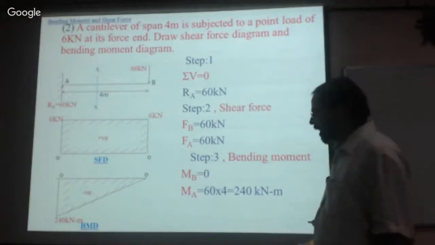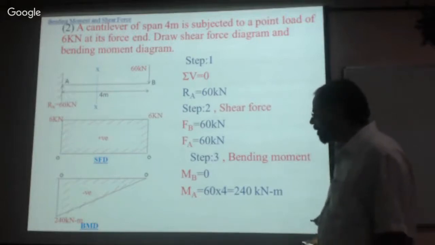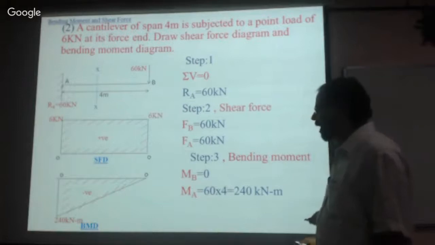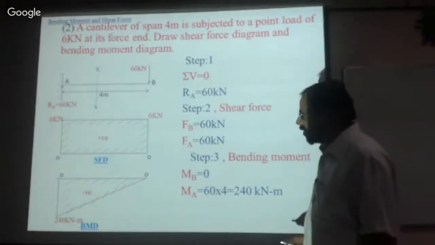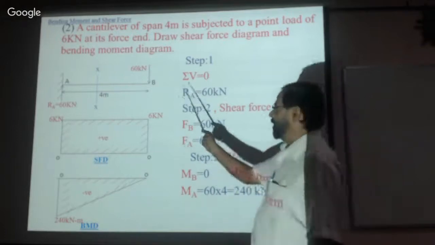Therefore, let us take a reference from this zero, and since it is a negative bending moment, let us plot it below the reference. From this, it is zero at the free end and the maximum is 240 kilonewton meter. So we can plot the bending moment diagram for the given beam.